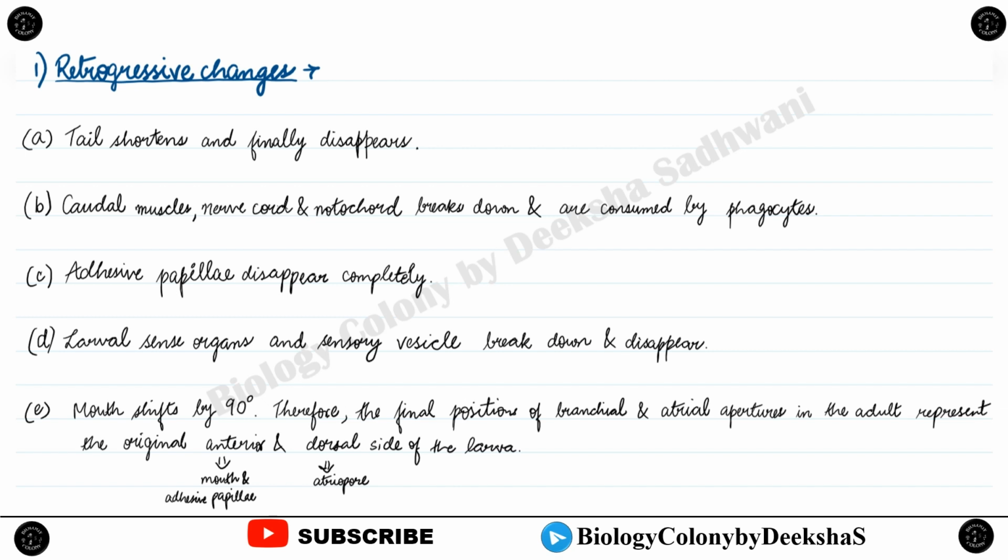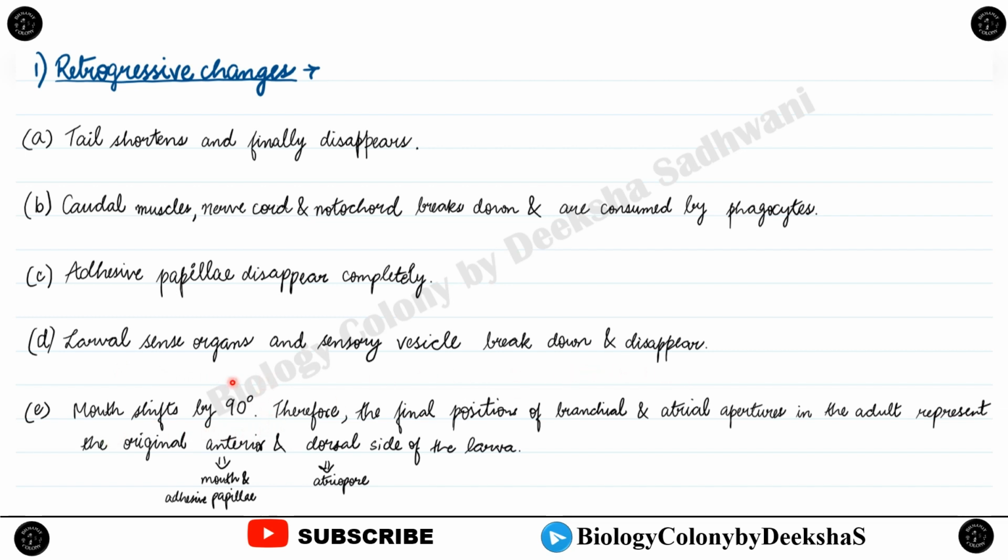Now let's talk about the changes that are involved in the retrogressive metamorphosis. That is the changes that are going to disappear. That is the tail shortens and finally disappears in adult Herdmania. Caudal muscles, nerve cord and notochord break down and are consumed by the phagocytes. As we know, notochord is absent, so these structures are absent in the adult Herdmania. Then adhesive papillae disappear completely. After the attachment to the substratum, the papillae have no function. The foot is developed eventually. Larval sense organs and sensory vesicle break down and disappear.